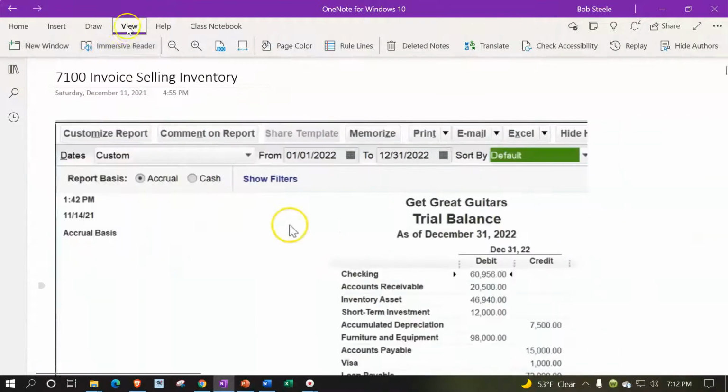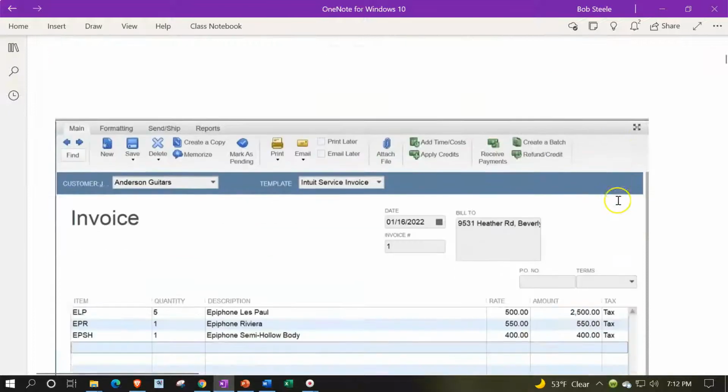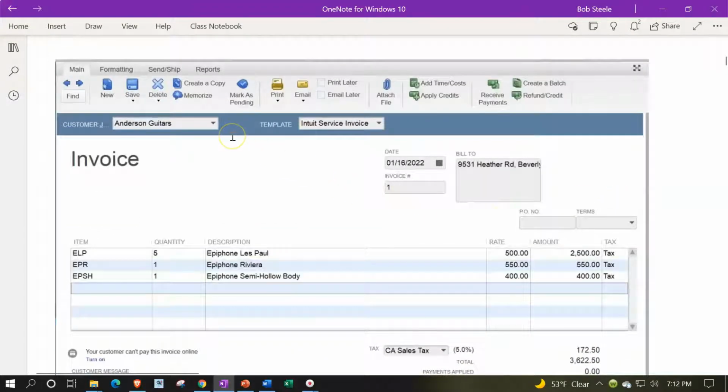Closing the icon on the left-hand side, we're starting out with the trial balance. We're looking at the creation of an invoice. We're going to then look at the invoice created for the customer Anderson 116, billing 2 area here.